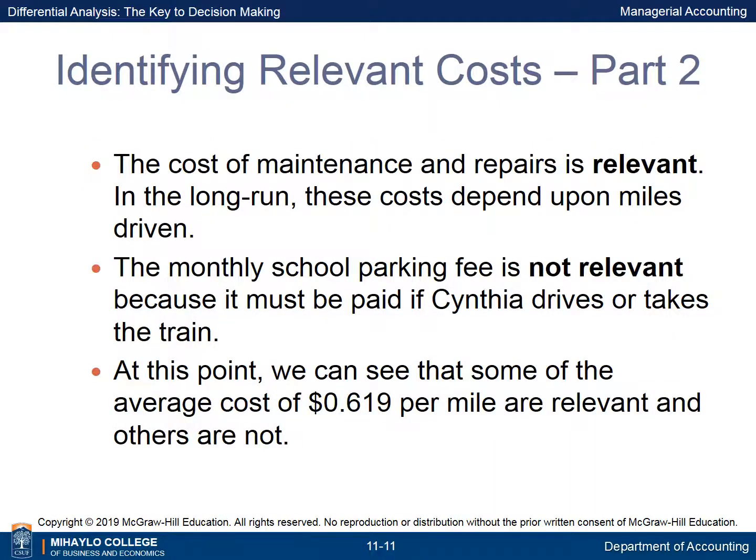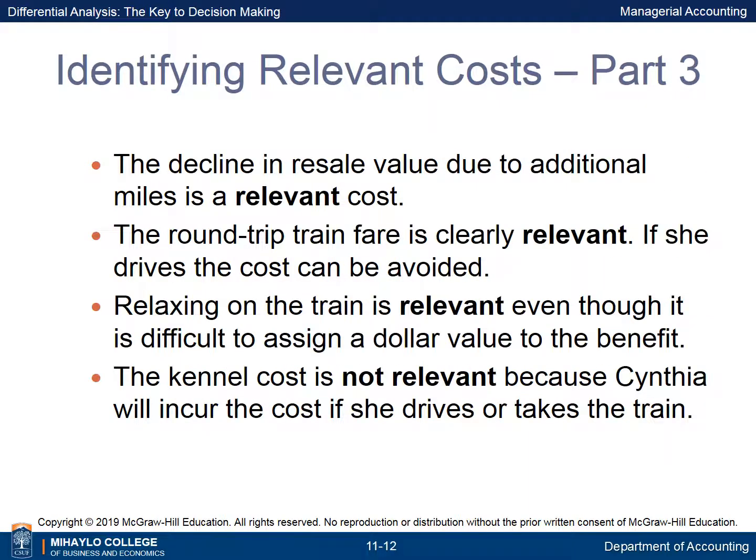The cost of maintenance and repairs is relevant. In the long run, these costs depend upon miles driven. The monthly school parking fee is not relevant because it must be paid if Cynthia drives or takes the train. At this point, we can see that some of the average cost of $0.619 per mile are relevant and others are not. The decline in resale value due to additional miles is a relevant cost. The round-trip train fare is clearly relevant. If she drives, the cost can be avoided.